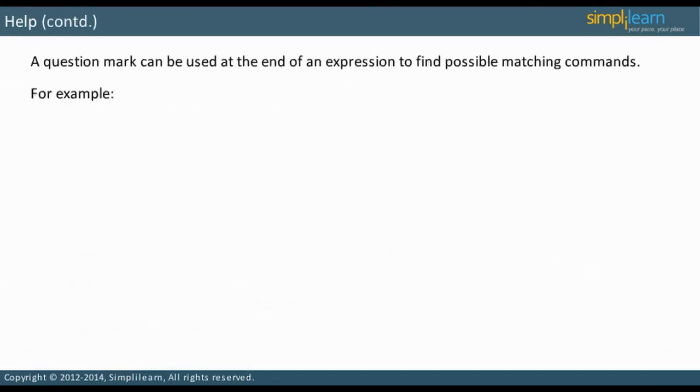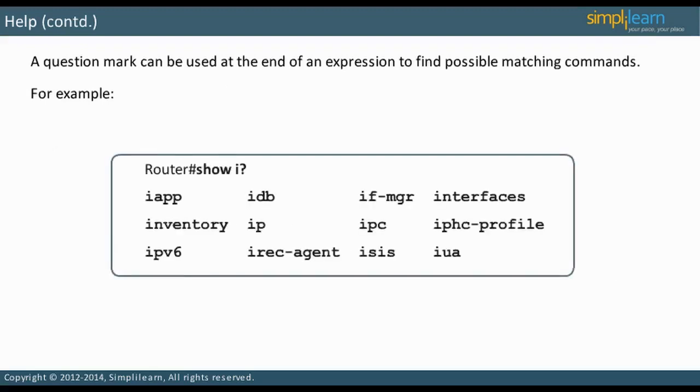A question mark can be used at the end of an expression to find possible matching commands. The example in the slide lists all the show commands where the next word starts with the letter I. The output will only show the next word available. Here, for example, IP is listed in the output. However, show ip is not a complete command. Enter show ip and a question mark to see the next possible word.